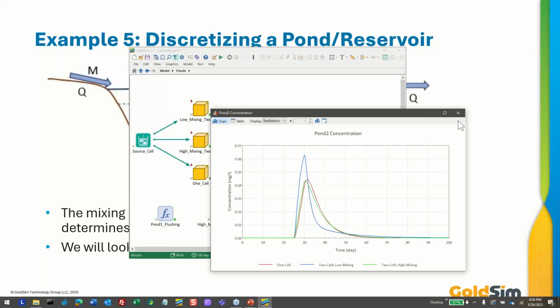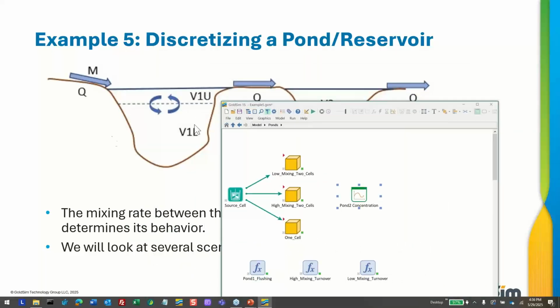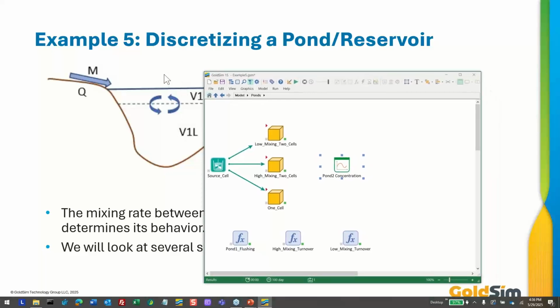Now, unfortunately, as you can imagine, coming up with these mixing rates is not something that's easy to measure. You would typically just have to calibrate or make some measurements in the pond or reservoir, and then try to calibrate your model to see if you can match those differences.